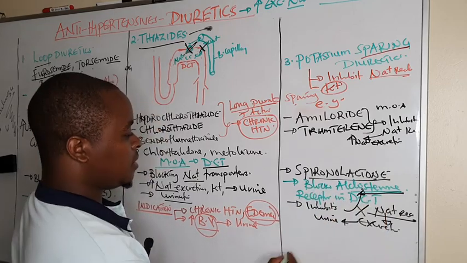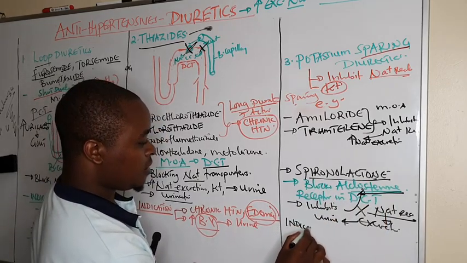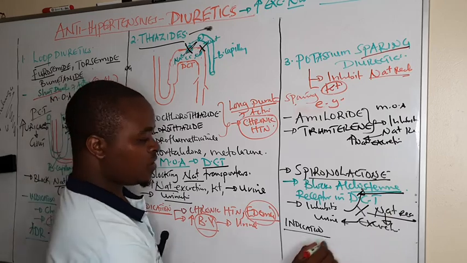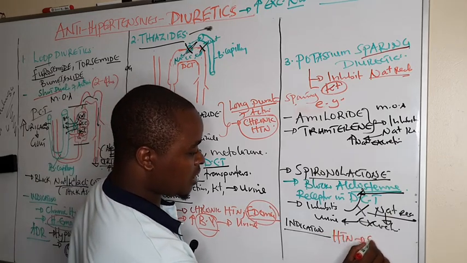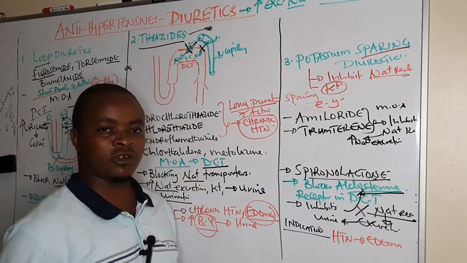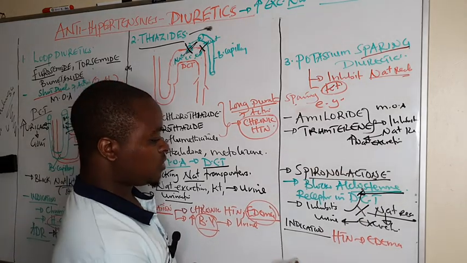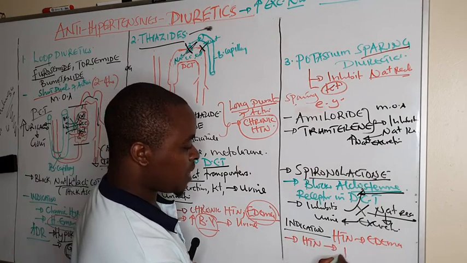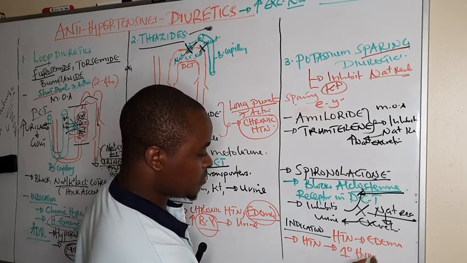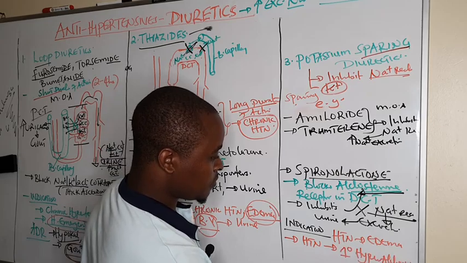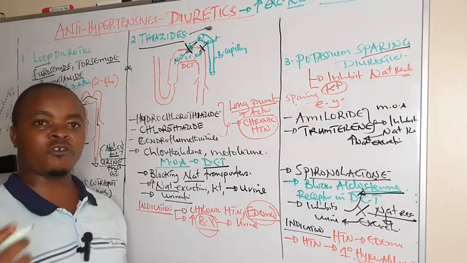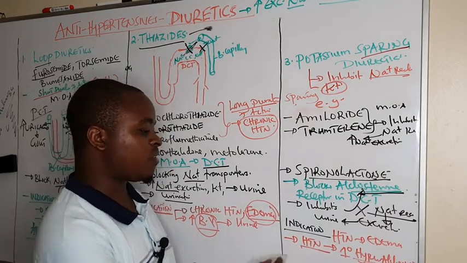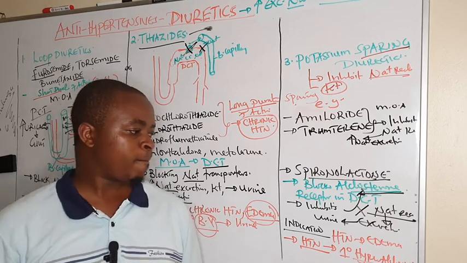And these drugs, their therapeutic use is in treatment of hypertension accompanied with edema, especially in chronic kidney disease. We can also use them in treatment of hypertension secondary to primary hyperaldosteronism. So if there is hypertension due to overproduction of aldosterone hormone, we can use spironolactone in treatment of this secondary hypertension due to primary aldosteronism.